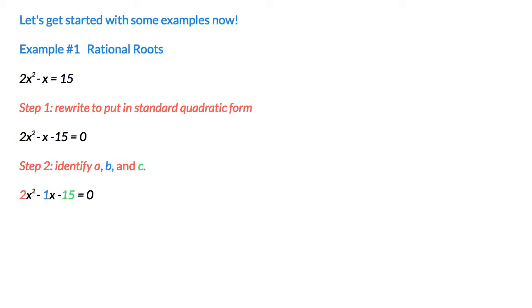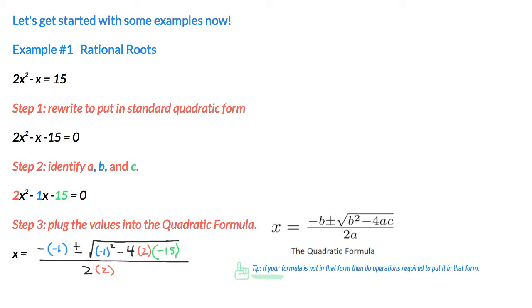Next step is to identify a, b, and c. In this equation, a is equal to 2, b is equal to negative 1, and c is equal to negative 15. Ready? Now let's plug the values into the quadratic formula. Here we will put in negative 1 for b. Put in the 2 for a and the negative 15 for c. And last, plug in the 2 for a.